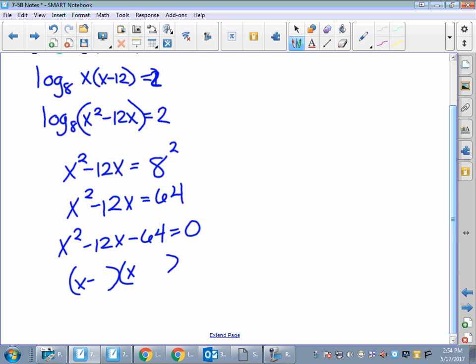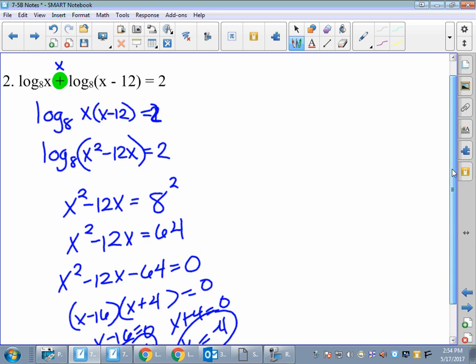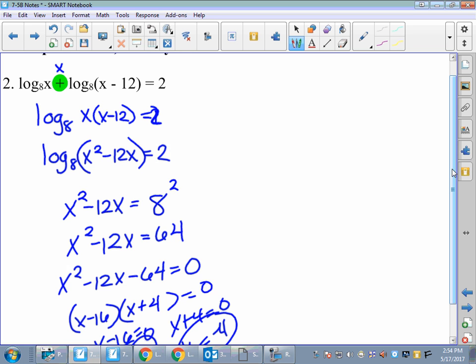So we're going to do minus 16 and plus 4. So x minus 16 equals 0. X plus 4 equals 0. X equals 16. And x equals negative 4. When I go to plug them in, I got to look and see if they work. I get x is 16 works in both cases. It gives me positive values, but the negative 4 would not work. So my solution here is just 16.